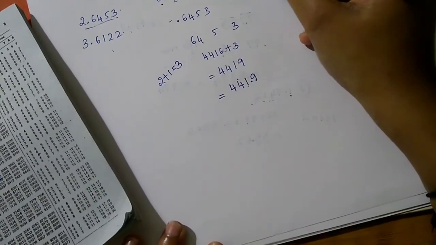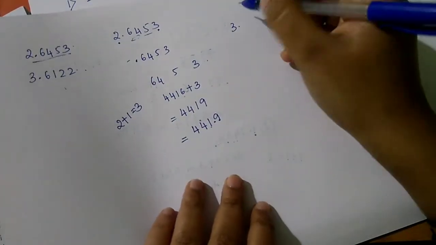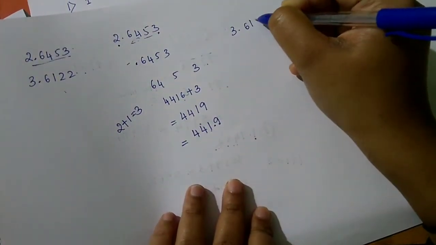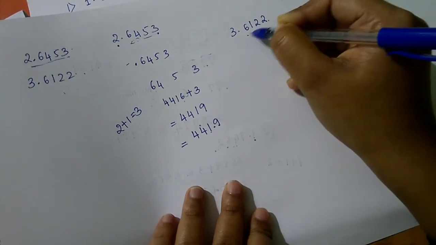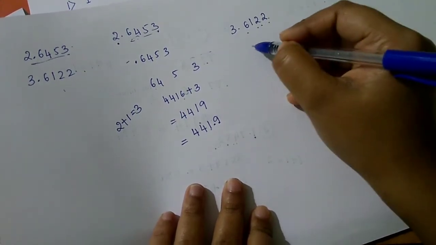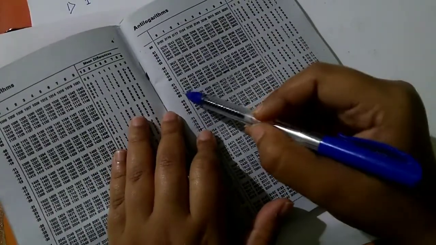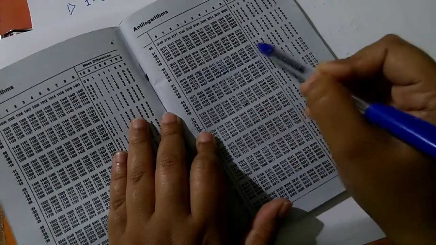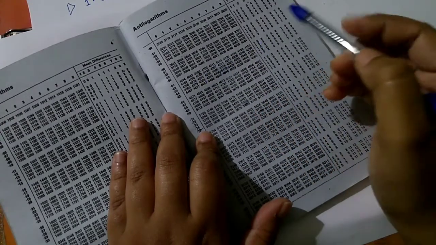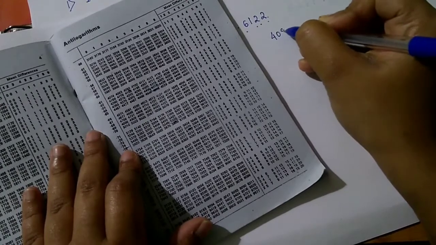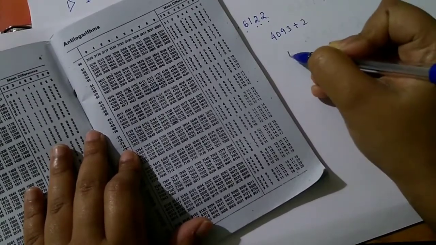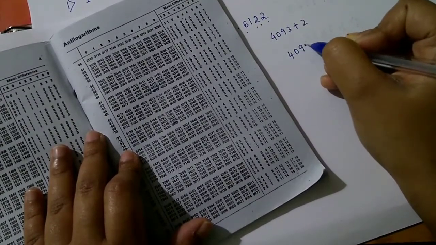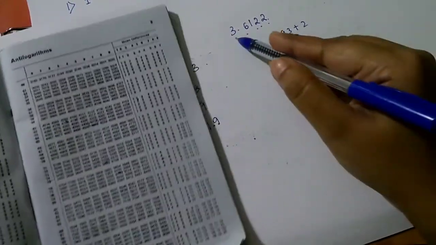Last example, 3.6122. So 0.61 under 2 plus 2 mean difference I have to check. So let me check now. What is the number? 0.61 under 2, 4093 plus 2 mean difference. 4093 plus 2, so it is 4095.